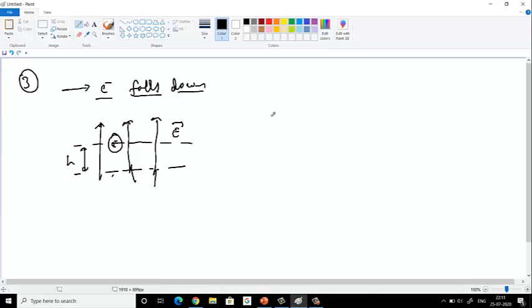Now we reverse the direction of the electric field, and the value is exactly the same as in the first case. And now instead of an electron, we let a proton fall down. So the proton moves in the direction of the electric field. You already know this. The question is, which particle, electron or proton, takes more time to cover the same distance? If this electron travels down by h distance, the proton will also travel down by h distance.